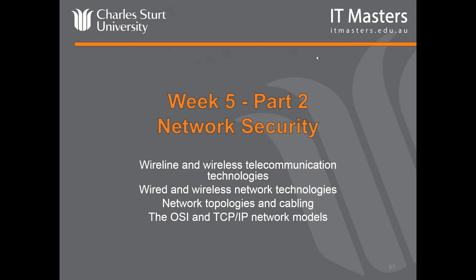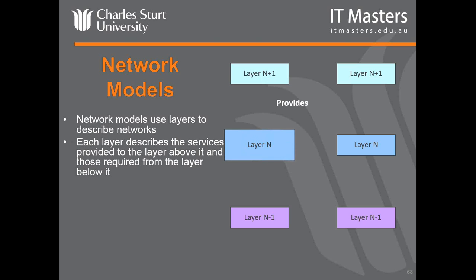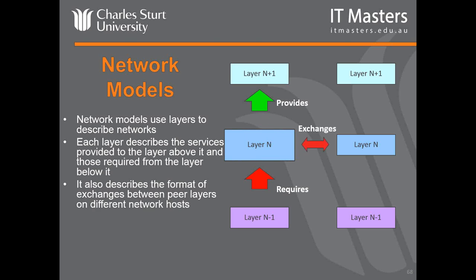All right, anyway, you should have your coffee, tea, whatever else, and we're back, part two, wireless and wired network security. So we have network models. Now, these are layered models that describe networks. They don't really exist, okay? What we're doing is we have a layer N thing. This layer N requires a layer below it and provides the layer above it. So this helps us have a conceptual idea of how things work. When we talk about it, we're talking about exchanging layer N to layer N. That's what we're talking about here.